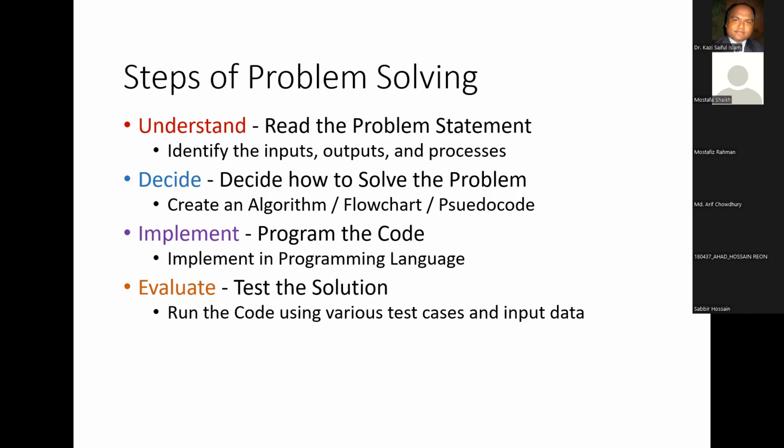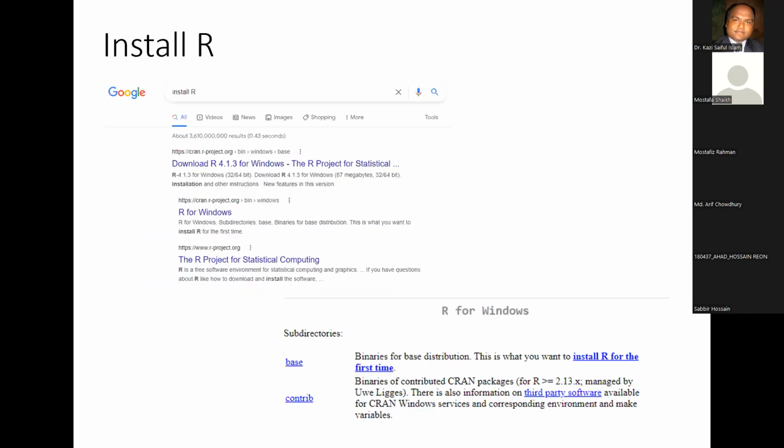Then probably your solution may not be correct at the beginning. You repeatedly improve it or make it run several times, and get the expected output. So these steps: understand, decide, implement, and evaluate, will help you get to that level. I have taken that time to give you an idea and confidence about how a program runs and how we are going to use R in this case.